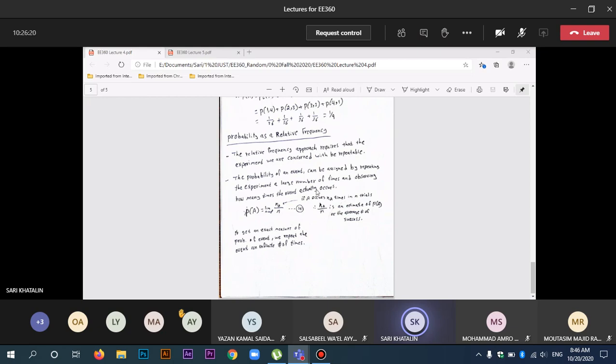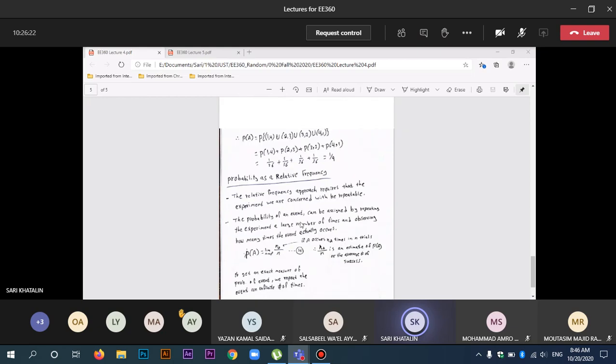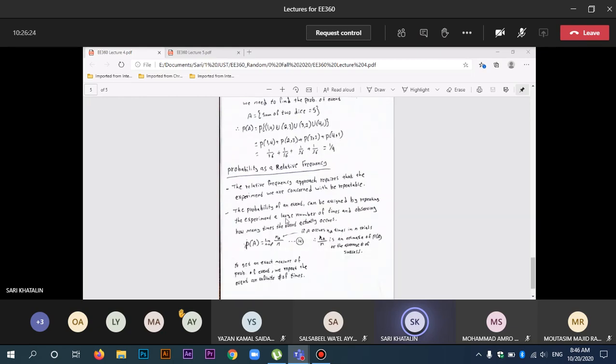Now, on page 14, we're talking about probability as relative frequency. As far as probability, we have two ways that we can find it. We can find it. Hello?